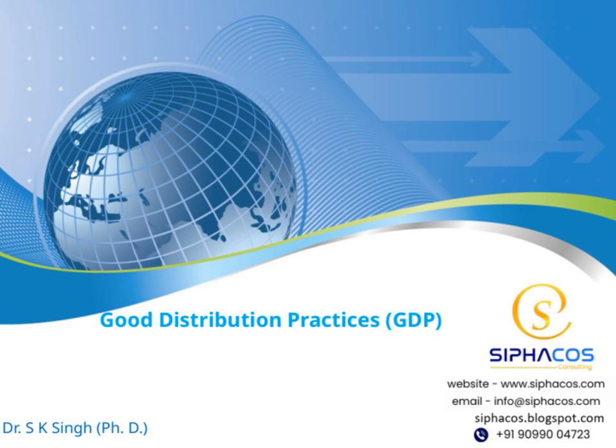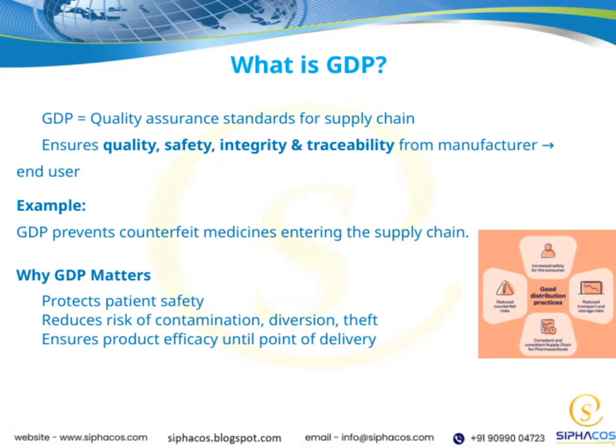Let's get started. So, what exactly is GDP? Well, GDP stands for Good Distribution Practice, which involves establishing quality assurance standards throughout the supply chain. The main goal here is to make sure that products maintain their quality, safety, integrity, and traceability all the way from the manufacturer right to the end user. For example, GDP helps prevent counterfeit medicines from entering the supply chain. This is crucial because it protects patients and ensures they receive genuine, safe medications.